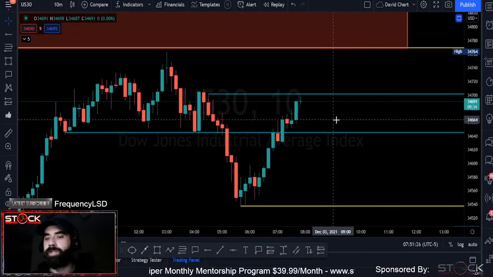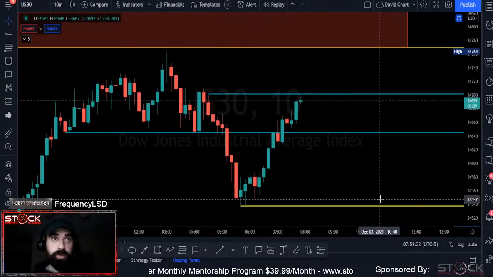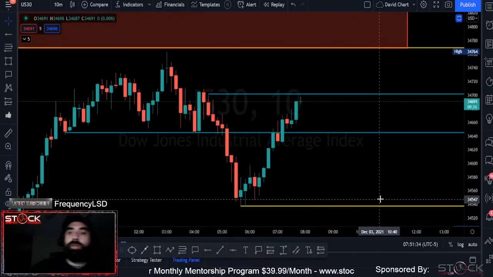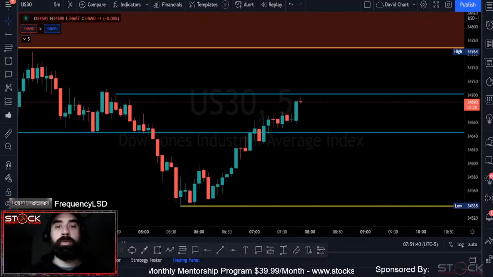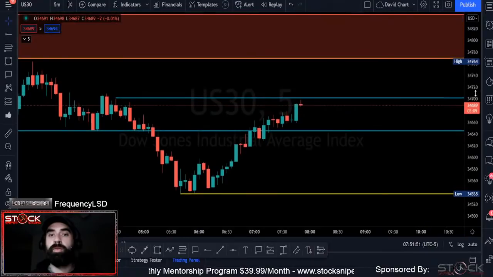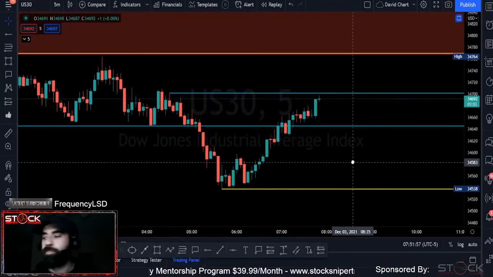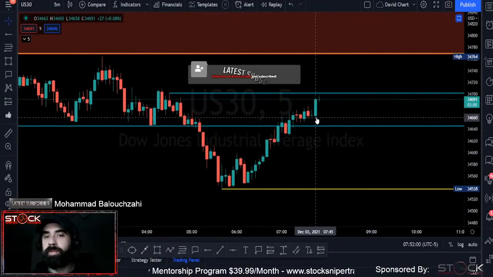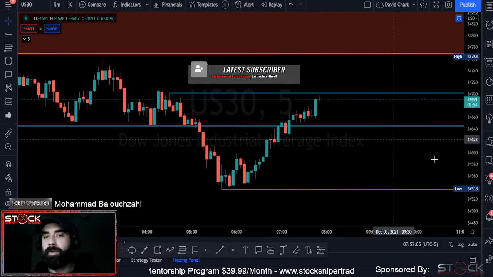Okay guys, so it's 751. 10 minutes, let's drop it down to the 5. So 3 minutes left on this current candle. You can see that we're having some nice bullish momentum starting to form. Now a little bit of resistance is happening, you can see by the volume-based candle.